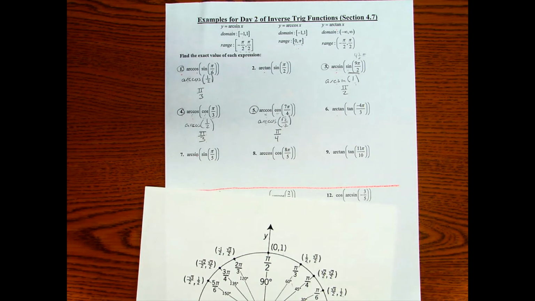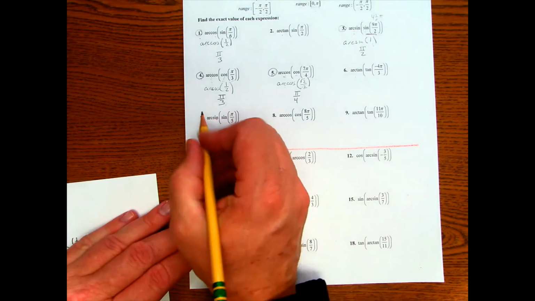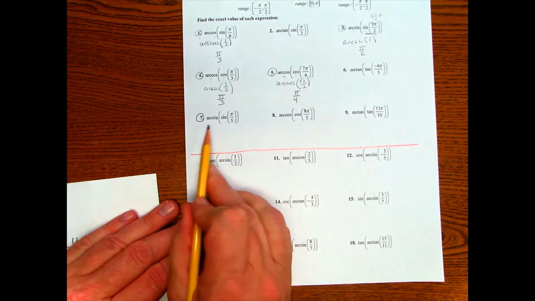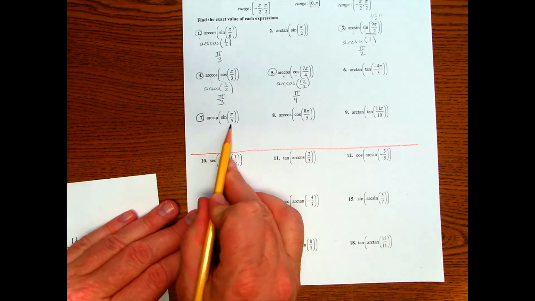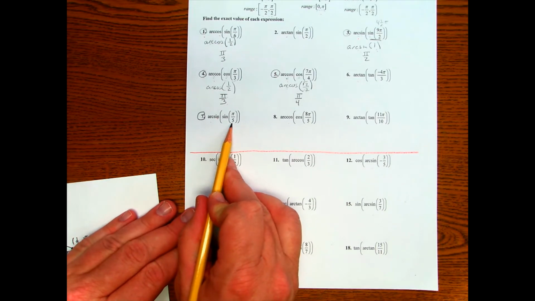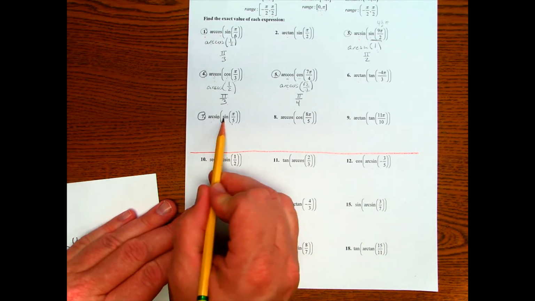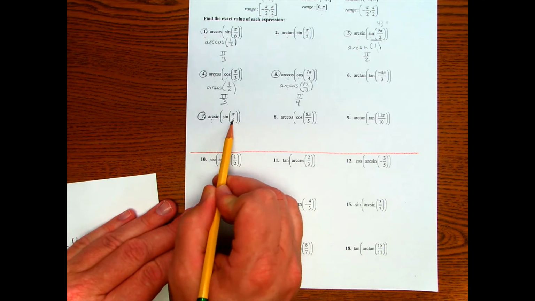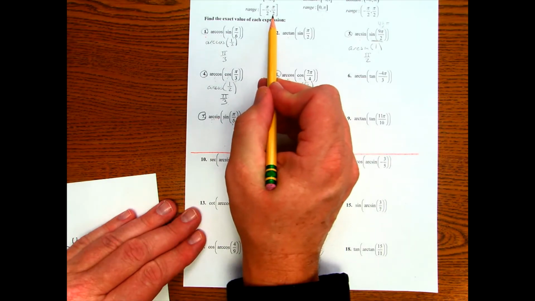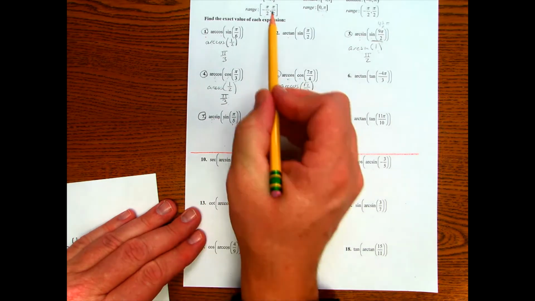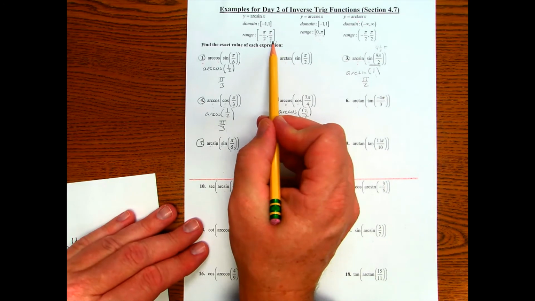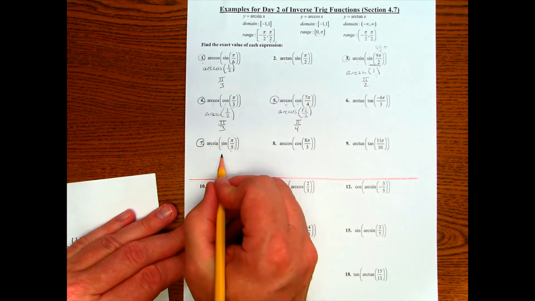All right, the next one we want to jump down to is number 7 here. The arc sine of the sine of π/5. These have the possibility of undoing each other. As long as this fits in that interval, we're good. π/5 is in between negative π/2 and positive π/2. So the answer is just π/5.